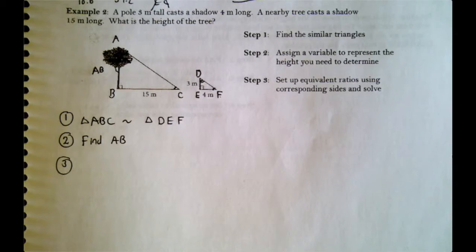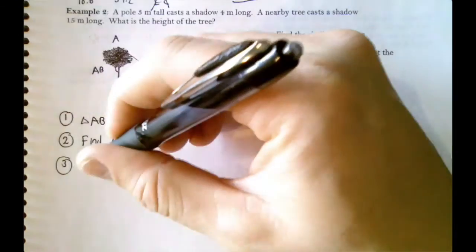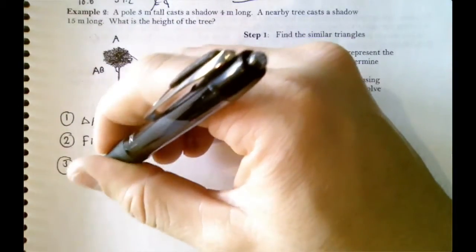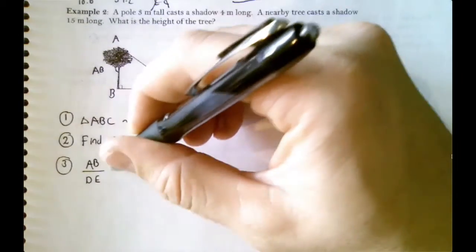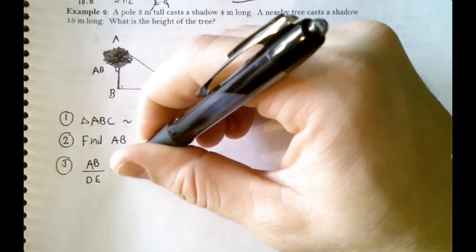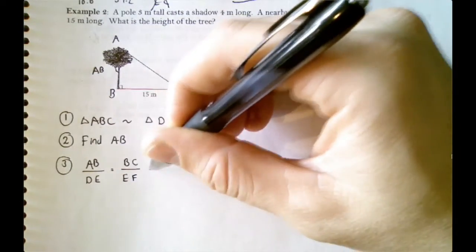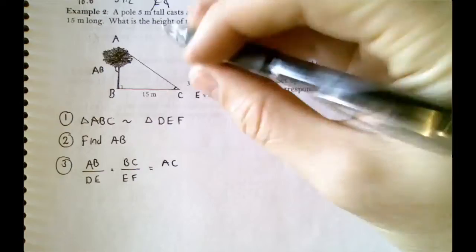And step 3 is to write our ratios. Now, we can look at the triangle to find our ratios. Another way is to look at our similarity statement. So the first two, AB, goes over the first two, DE. The second and the third, BC, goes over the second and the third, EF. That leaves us with one pair, AC, first and third, and DF.